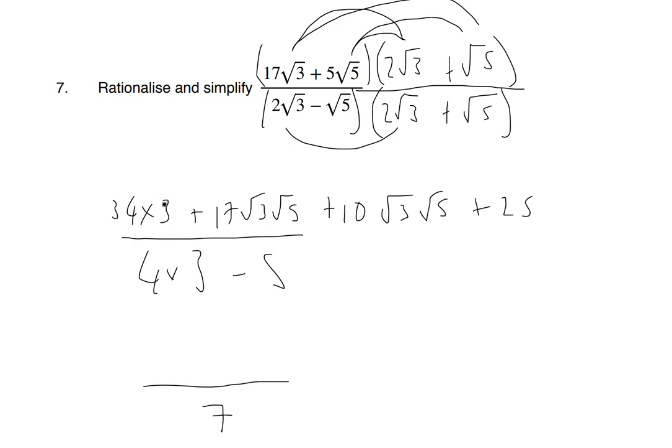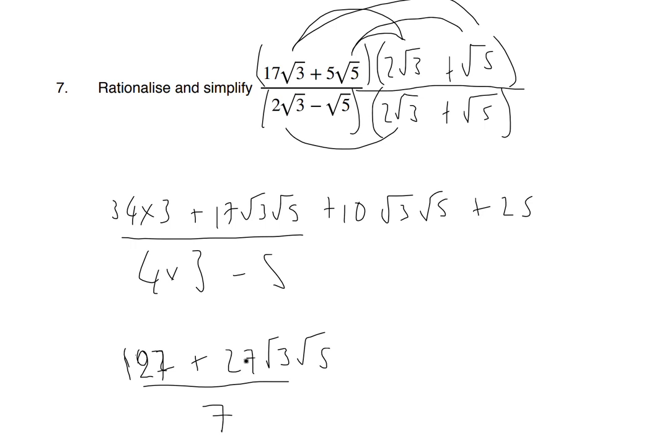And on the top, we're going to have to work out that 34 plus 25 is 59, and 59 plus... Plus, we've got 17 root 3 root 5 and 10 root 3 root 5. So that is 27 root 3 root 5. So let's change that to a 2 and that to a 7. And then we've got that sorted.